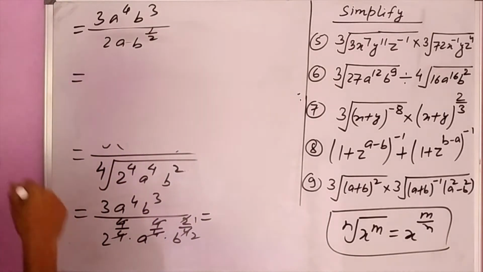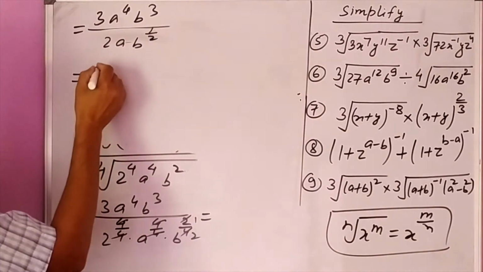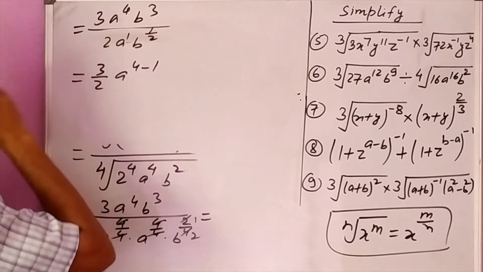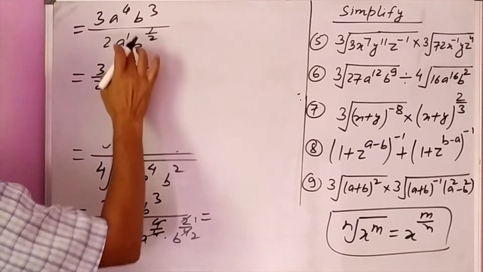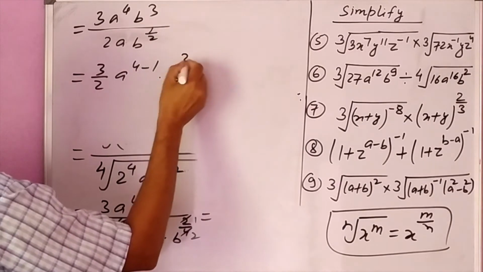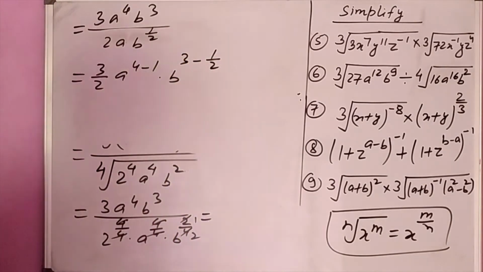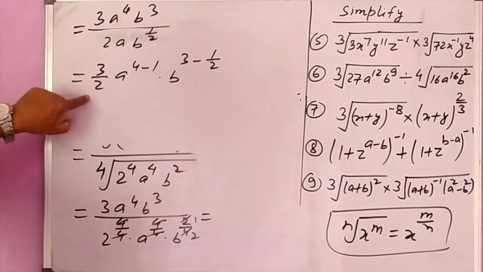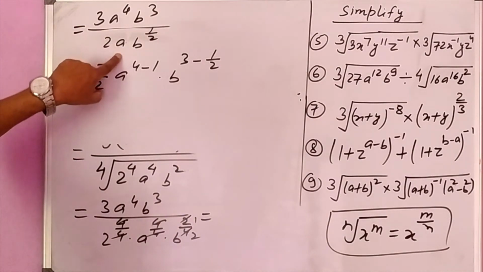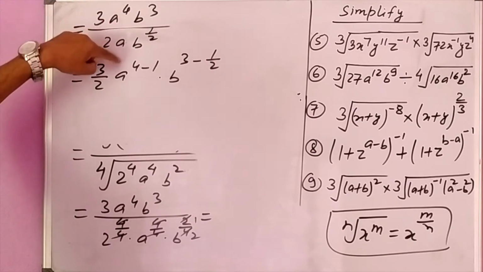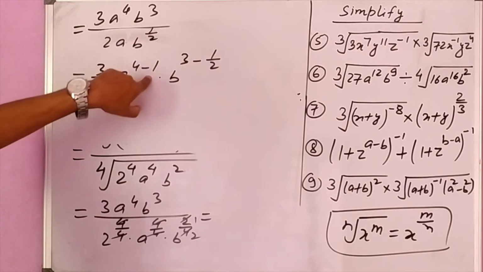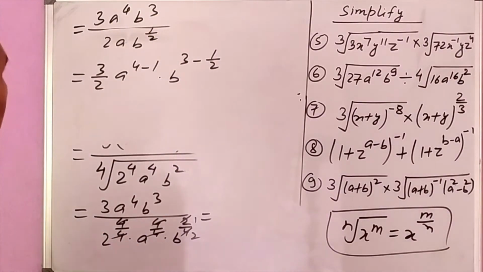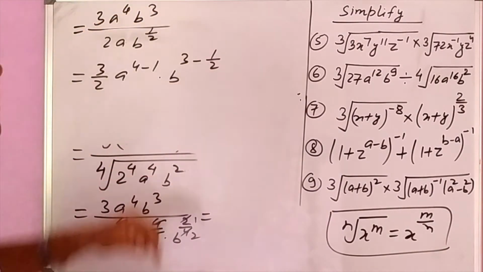now we can collect the powers together. All in the numerator, 3 by 2 as it is, and a to the power 4 minus 1. We have the power of a, 1, in the denominator. And similarly b to the power 3 minus 1 by 2. On the same base, the powers can be collected together. 3 upon 2 as it is, and this a is brought to the numerator, so a to the power 4 minus 1. This b has the power 1 by 2 in the denominator, it is brought to the numerator, 3 minus 1 by 2.